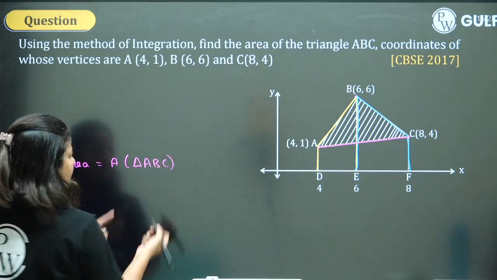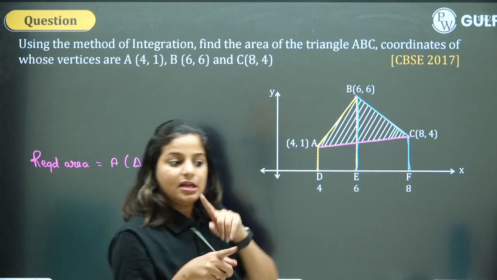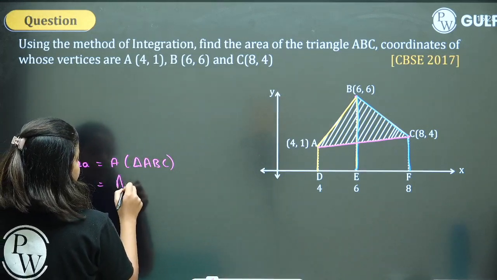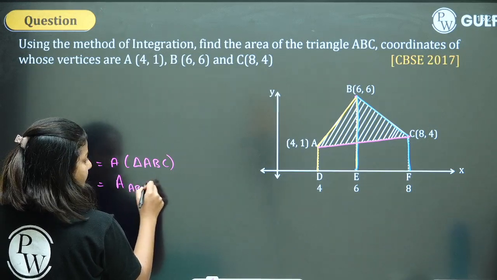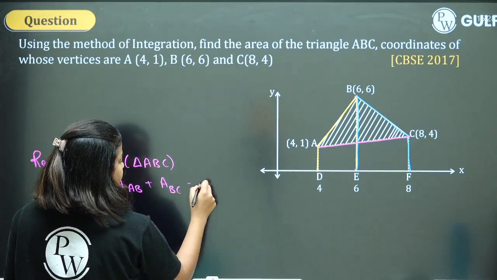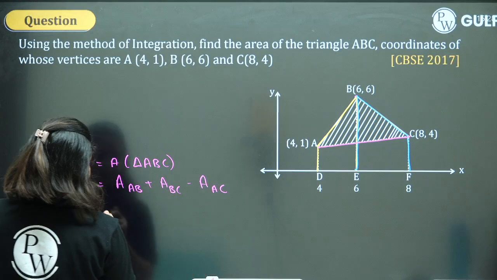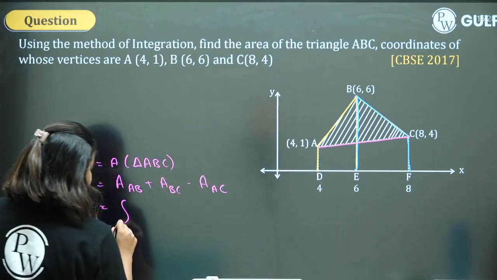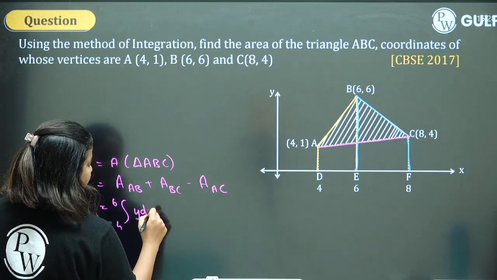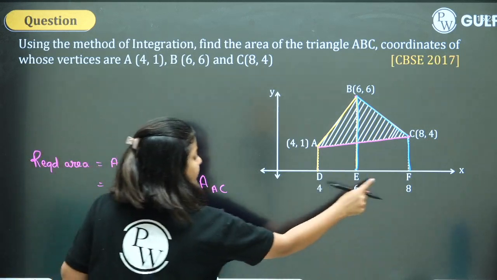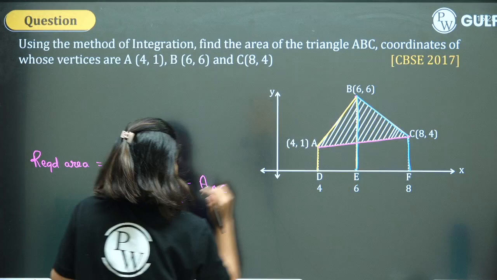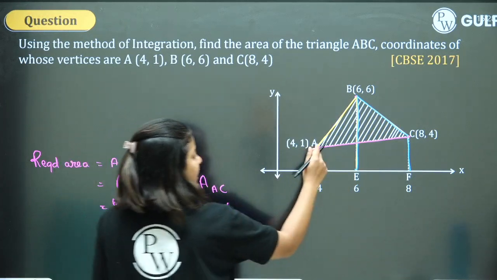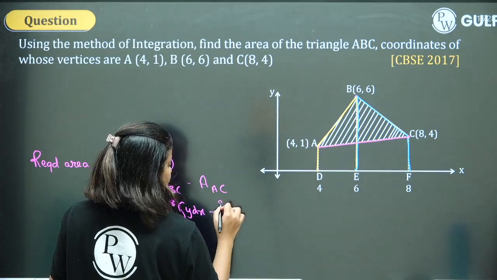Need to write cyclic? No, because we mentioned it's a triangle. Earlier the shape was not known, so you have to make it cyclic, which is area under the line AB plus area under the line BC minus area under the line AC. कहाँ से कहाँ तक? For AB 4 to 6 y dx. For BC 6 to 8. BC line is from 6 to 8 y dx, and AC line is from 4 to 8 y dx.